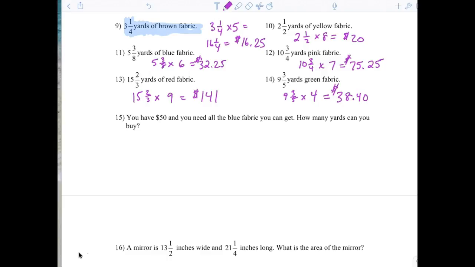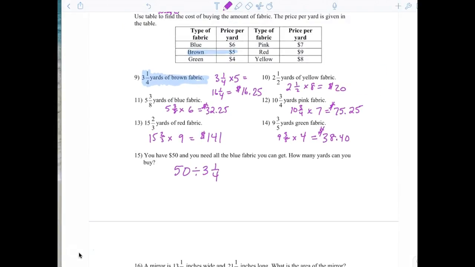How can I figure out how many yards I can buy? Sebastian, what would I have to do? 50 divided by 3 1/4. Why 3 1/4? You're right, but that's not exactly how you should say it. Why did I do 50 divided by 3 1/4? So what am I dividing by now? Because we need what? Blue, right? And blue is? So why am I dividing? You have $50, and you want to buy all the blue. So how do I do this again?